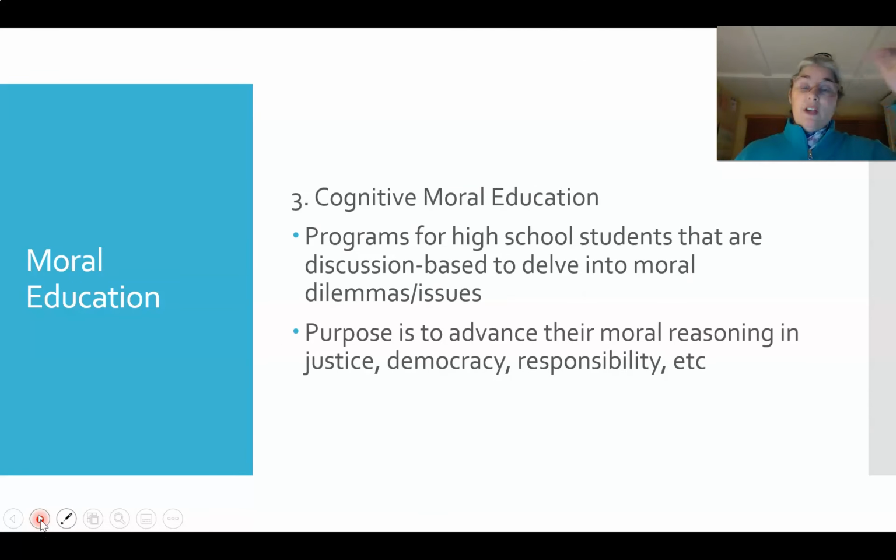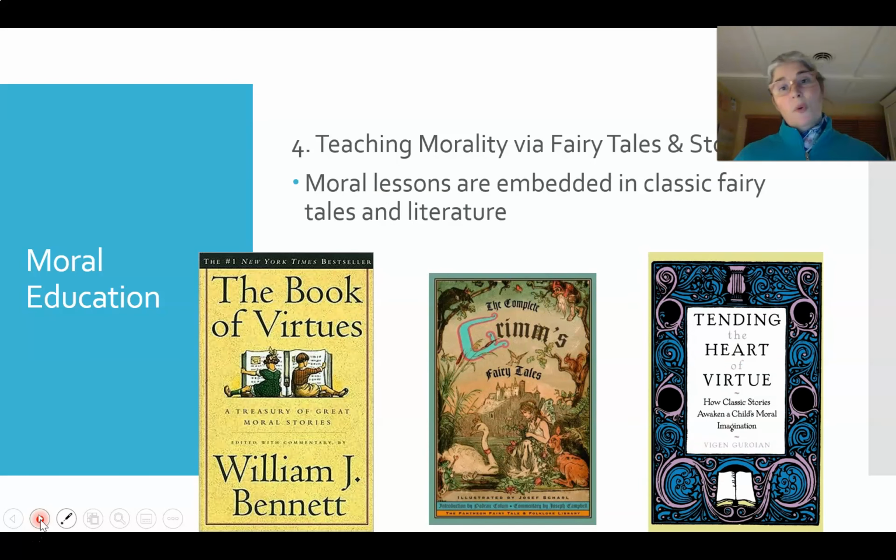And the purpose of cognitive moral education is to get your students to advance their moral reasoning. So not only does it help them to articulate their position, but also helps push them along through, shall we say, Kohlberg's stages to advance in terms of how they think about moral issues. The fourth one, I have to say I am a bit biased. The fourth one is my favorite.